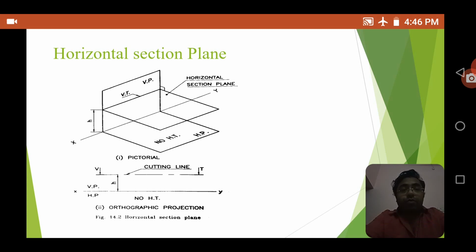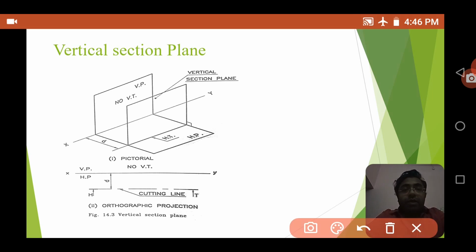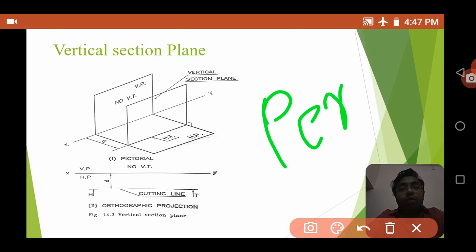Now we are going to see the next plane, that is the vertical section plane. In this plane also you can see a vertical plane and a horizontal plane. This is the vertical section plane. This plane is perpendicular to the horizontal plane.